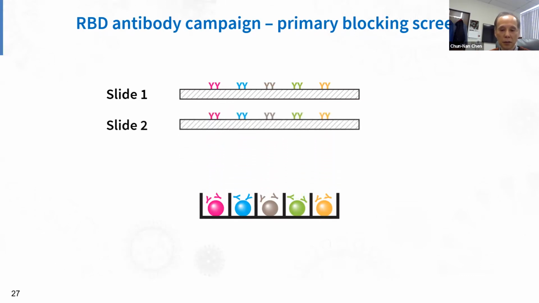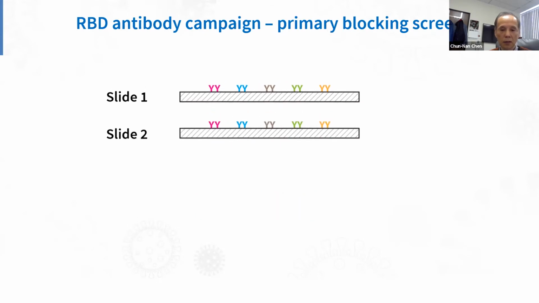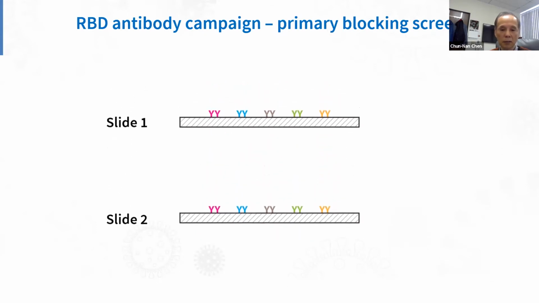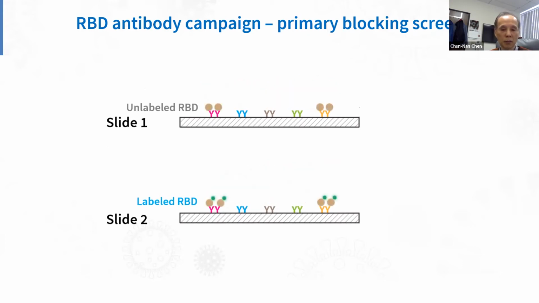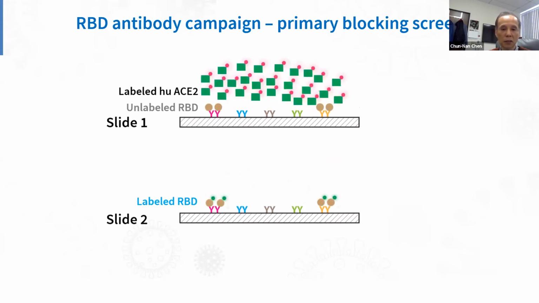And you do the second slide. And then you go on and interrogate them slightly differently, as we're going to see. So you interrogate with the unlabeled receptor binding domain. The other one is labeled. So you see some of them bind. And obviously they have to bind to the same spots, because those are the ones that are antigen specific.